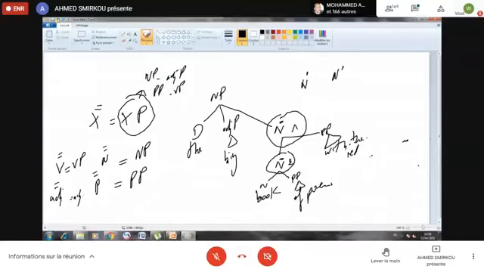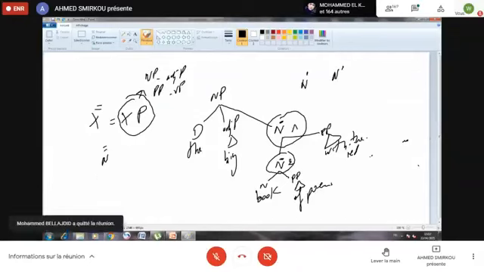So please remember, double bar is the phrase. Instead of saying N double bar, P double bar, V double bar, we use X double bar. It refers to all phrases. So X double bar means the phrase.